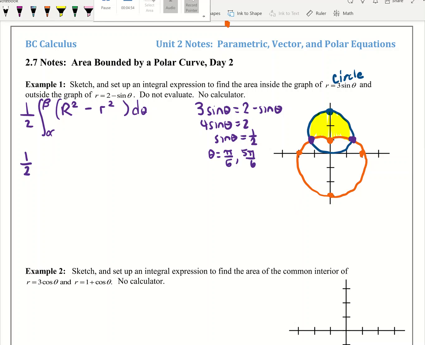I'm going to actually draw those angles in as dotted lines. This is pi over 6, and this would be 5 pi over 6.